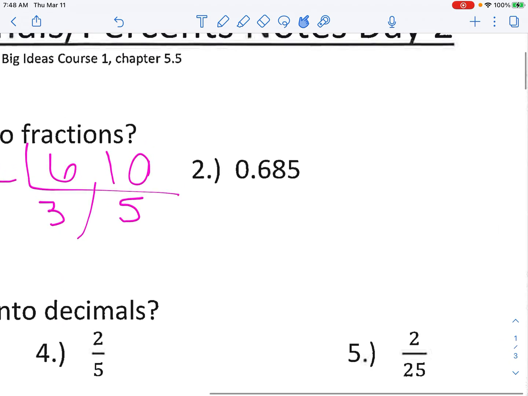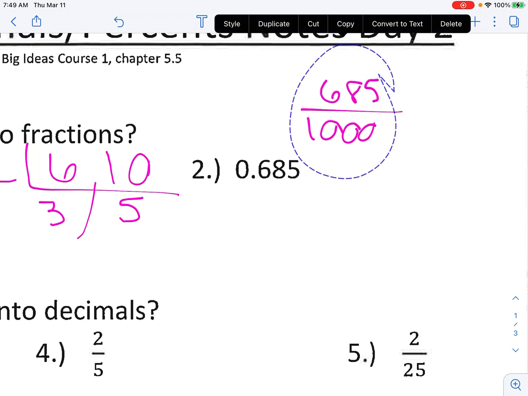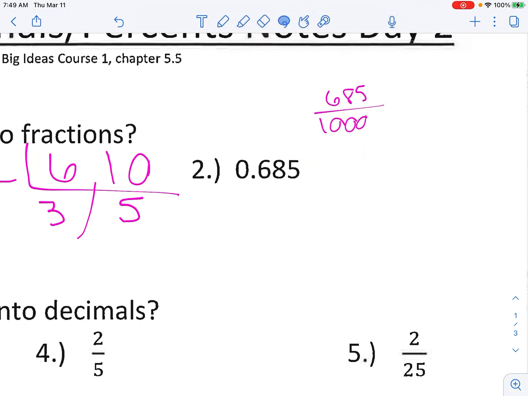Okay, then we've got 0 and 685 thousandths. If I read that as 0 and 685 thousandths, we're going to put 685 over 1,000. That can clearly be reduced. So I'm going to scooch that up there, give myself a little bit more space. Okay, so 685 over 1,000.